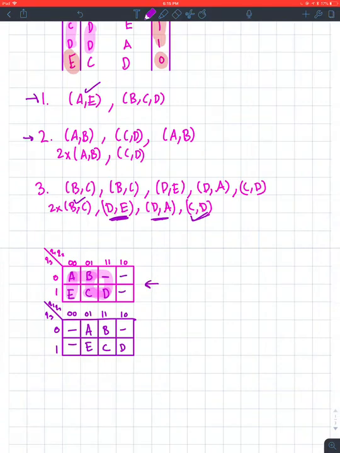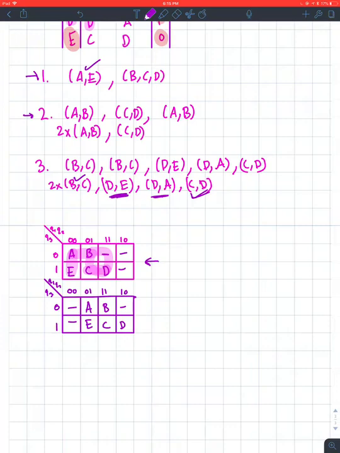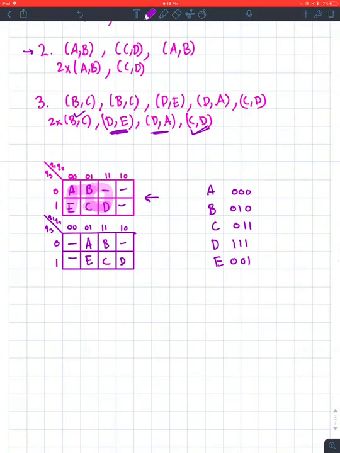And then, going off of this table, the rest of these will be don't cares. So A would be 0, 0, 0, B would be 0, 1, 0, C would be 0, 1, 1, D would be 1, 1, 1, and then E would be 0, 0, 1.